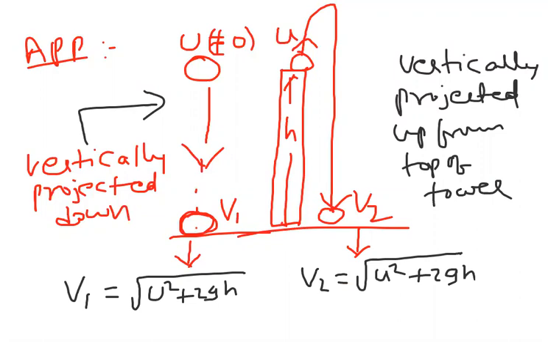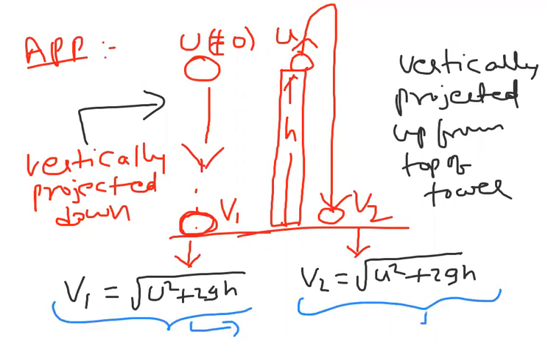So in both the situations, when the body is projected down with the velocity u, and when projected up with the velocity u and reaching the ground, here the velocity is v2, here the velocity is v1. Both are the same. So from these two, what conclusion can I give? v1 is equal to v2. Both the velocities are the same.